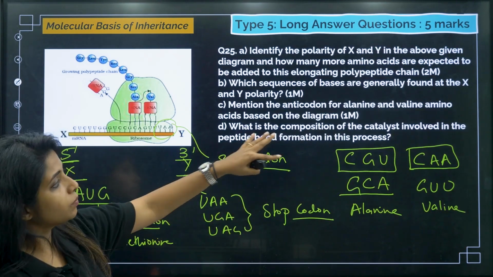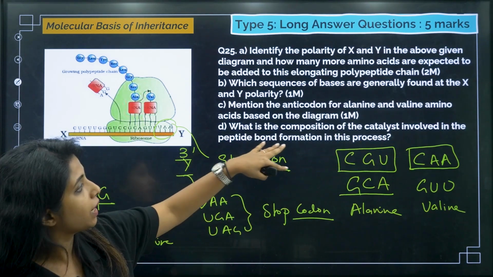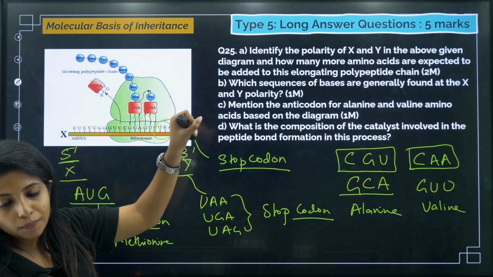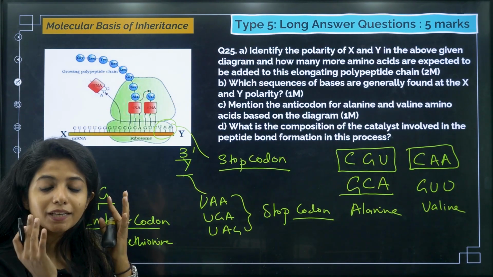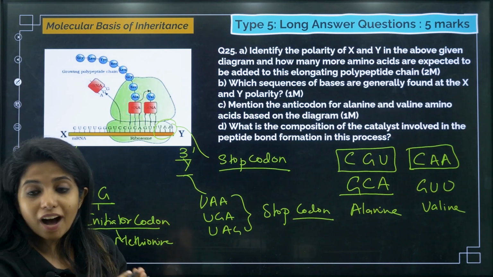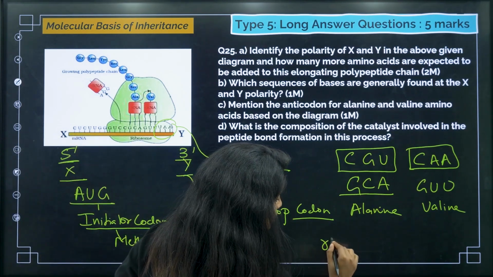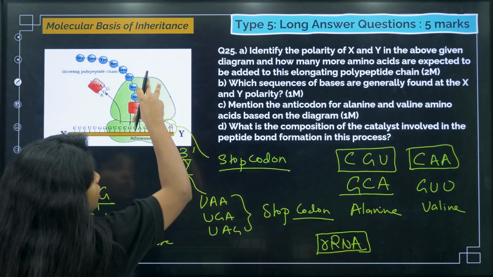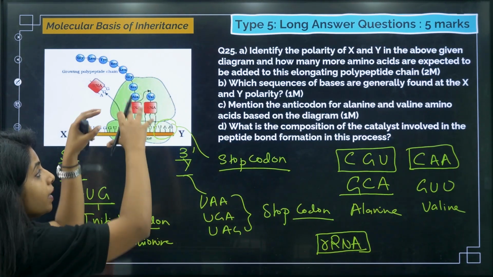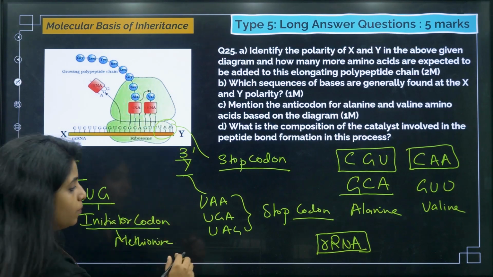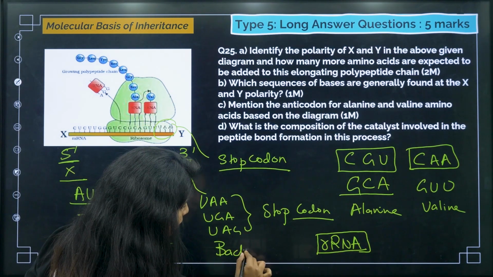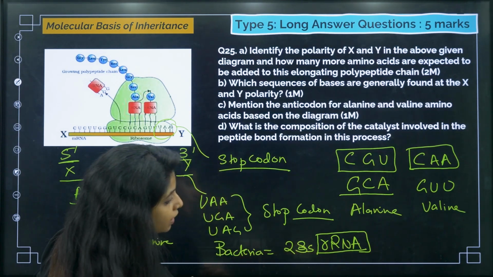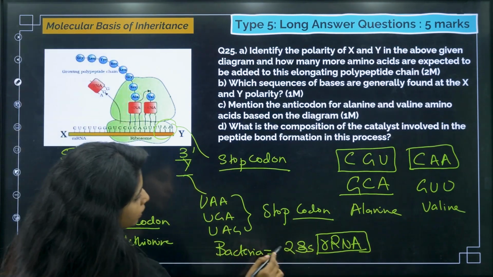Cool. Now, what is the composition of the catalyst involved in the peptide bond formation? So here, the peptide bonds are formed between all the amino acids. So who makes this? What is the composition? Basically, it's just an RNA, children. This RNA is known as rRNA, ribosomal RNA, which is also acting as a structural RNA. It makes the ribosome. In the case of bacteria, it is 23S rRNA, I'll write properly.